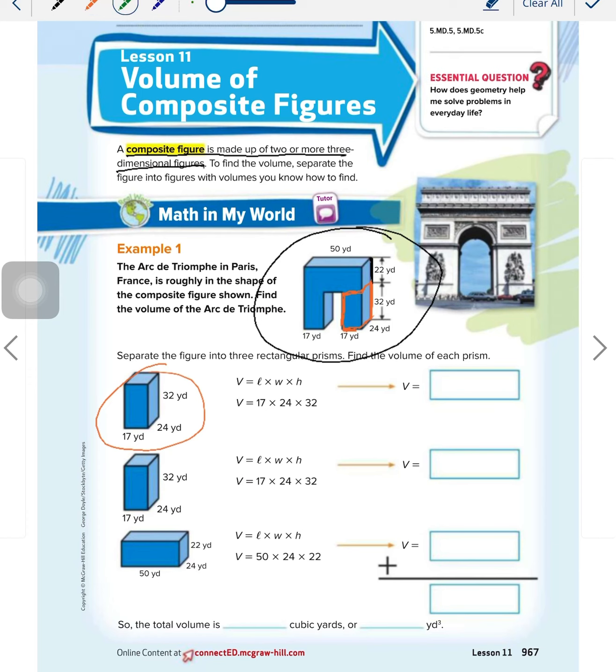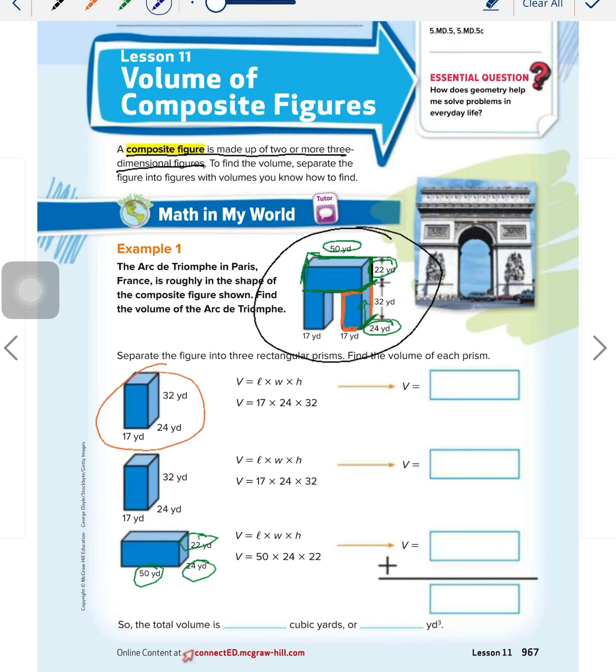Okay, let's do this one now. We can do this sideways rectangular prism right here, okay? The length is 50. The width, guess what? It's going to be 24, right? Because it goes backwards like that. It's the same. It just moves up, okay? And the height is 22. So we have 50, 22, 24.